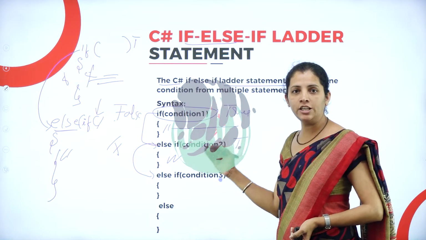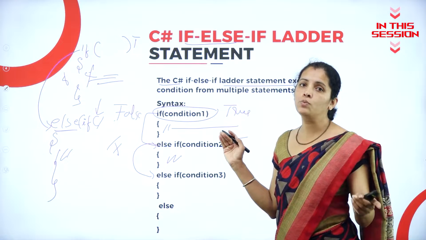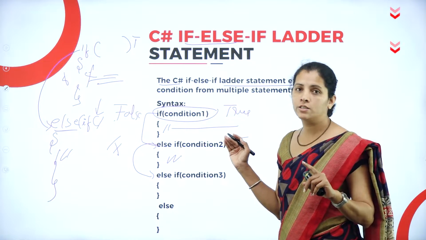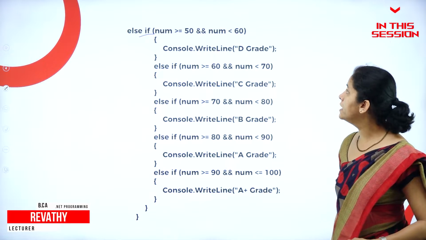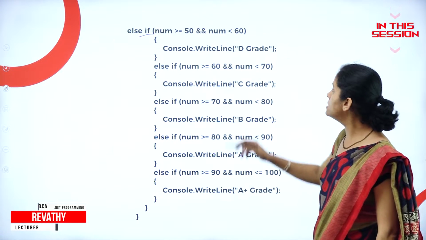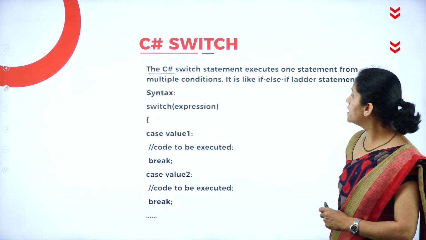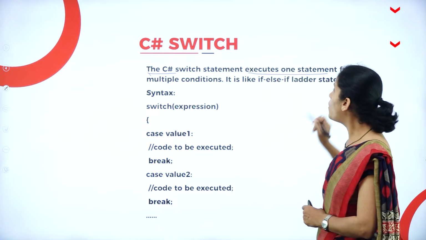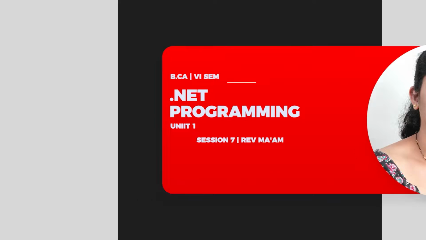Once again check the condition. So here also I am going to have the two part, that is true part and false part. The number greater than or equal to 50 and less than 60, then it is D grade. The C# switch statement executes one statement from multiple conditions.